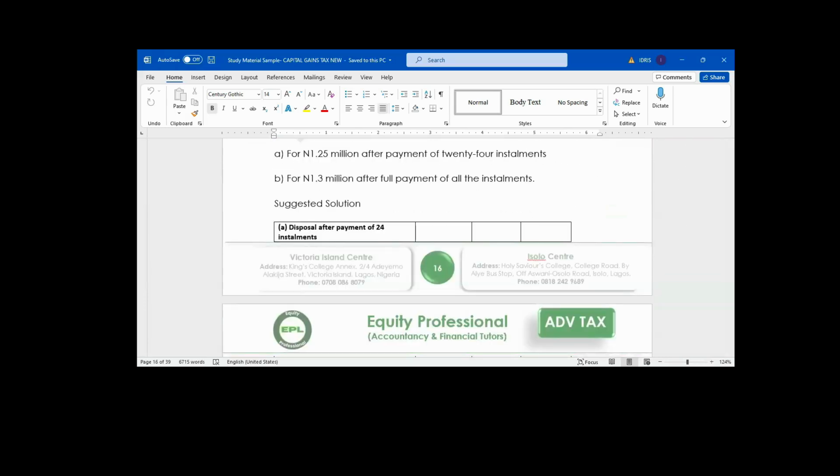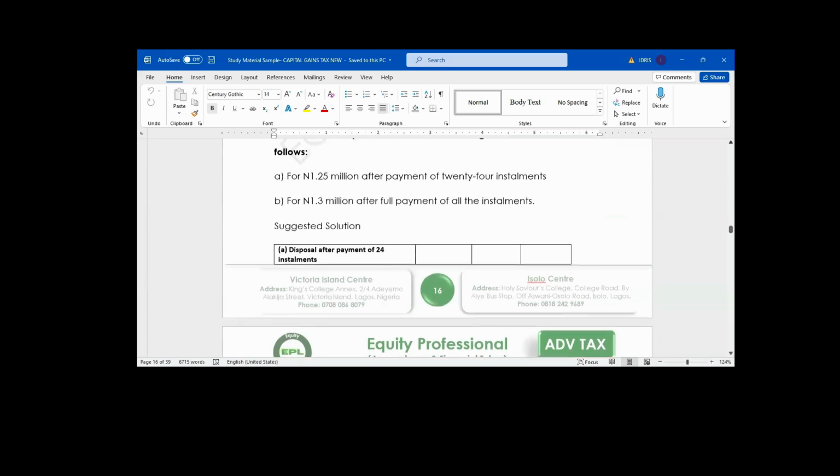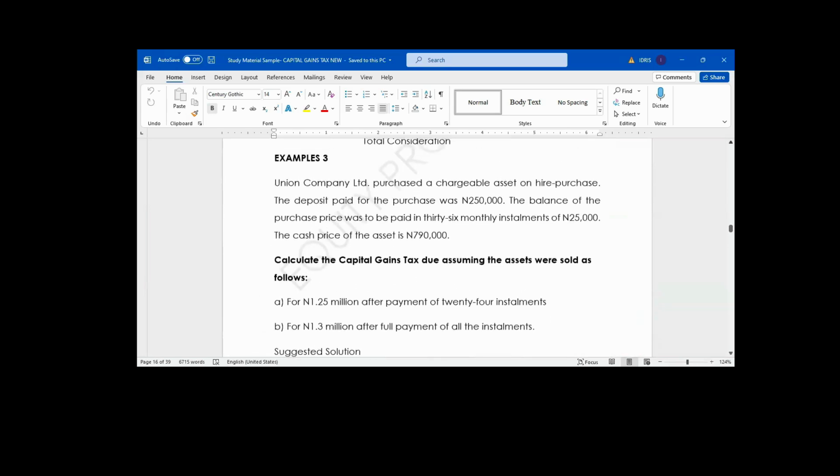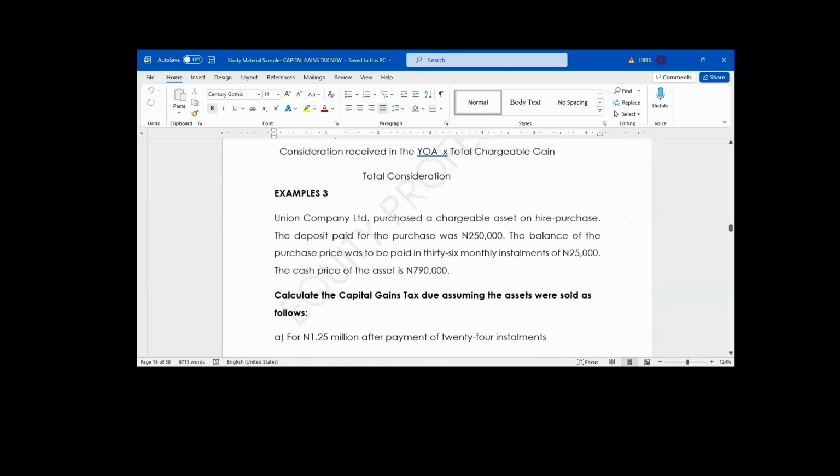Let's look at an illustration. Example 3. Somebody should help us read.